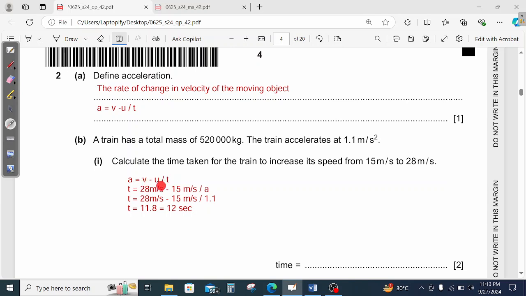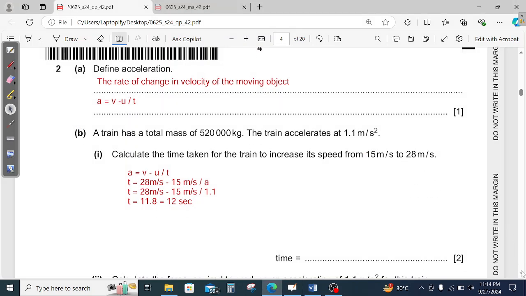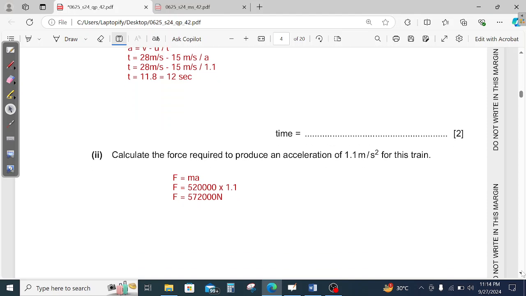A is equal to v minus u over t. You have to find the t. You can see here t is here, a is here. V is given, final velocity is 28, initial velocity is 15, the value of a is 1.1. Then subtract these two terms, 28 minus 15, and divide by 1.1. You will get 11.8 seconds. If you want to round off, you will get 12 seconds, the time in which your train accelerates from 15 to 28 meter per second. So today you will see I have solved all the questions. The reason is that I want to make a very short video today.